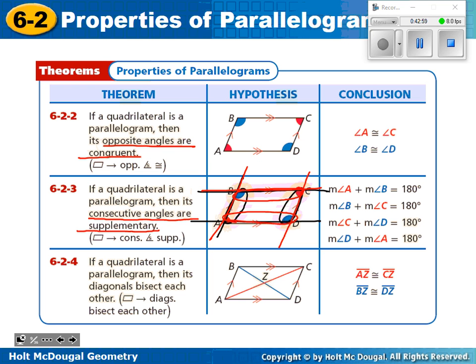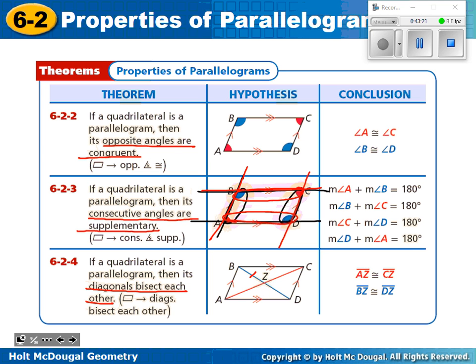Okay, so that means we're going to add to be 180. Any two that are side by side will add to be 180. And then the next and last one that we're going to list here for our fifth property of a parallelogram is that the diagonals will bisect each other. Does not mean the diagonals are congruent. It means that where they intersect, they split each other into two congruent parts.